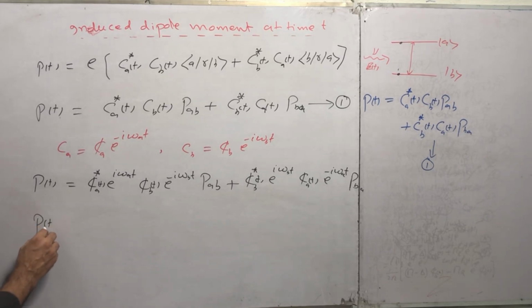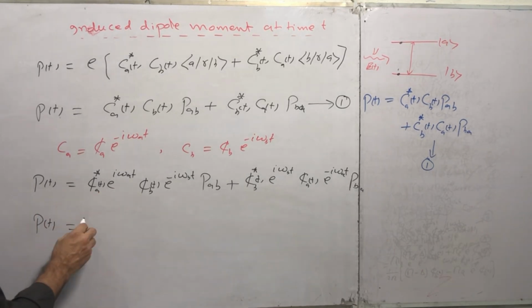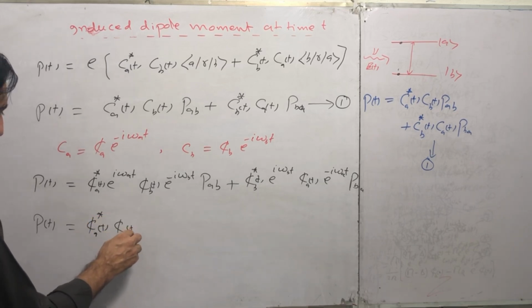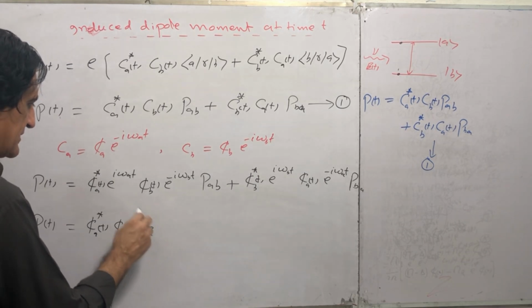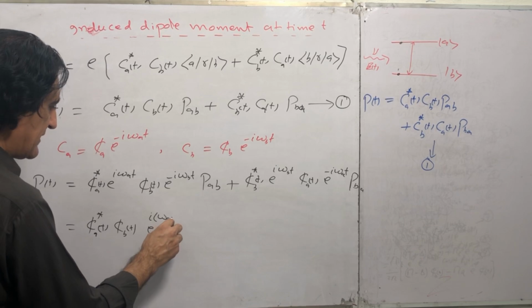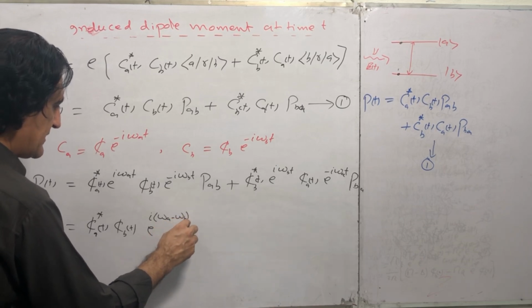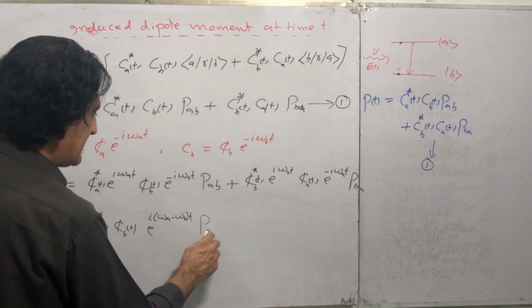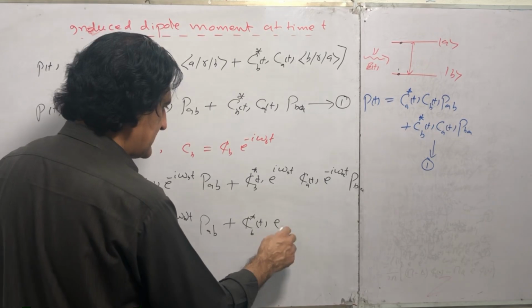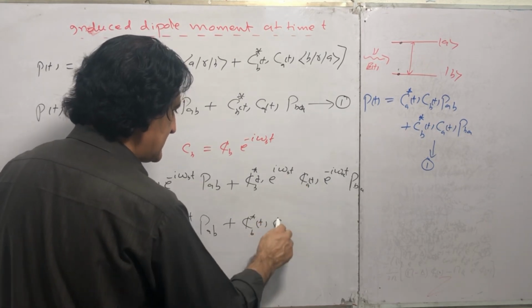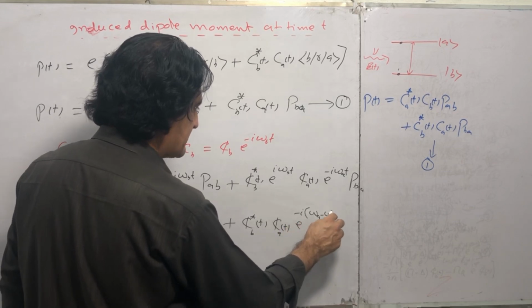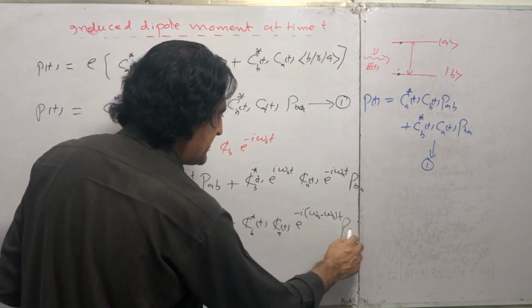Further, this can be written as C_A*(t) C_B(t), and this term and this term will be e to the power i (omega_A minus omega_B) t, P_AB, plus C_B*(t) C_A(t) e to the power minus i (omega_A minus omega_B) t, P_BA.